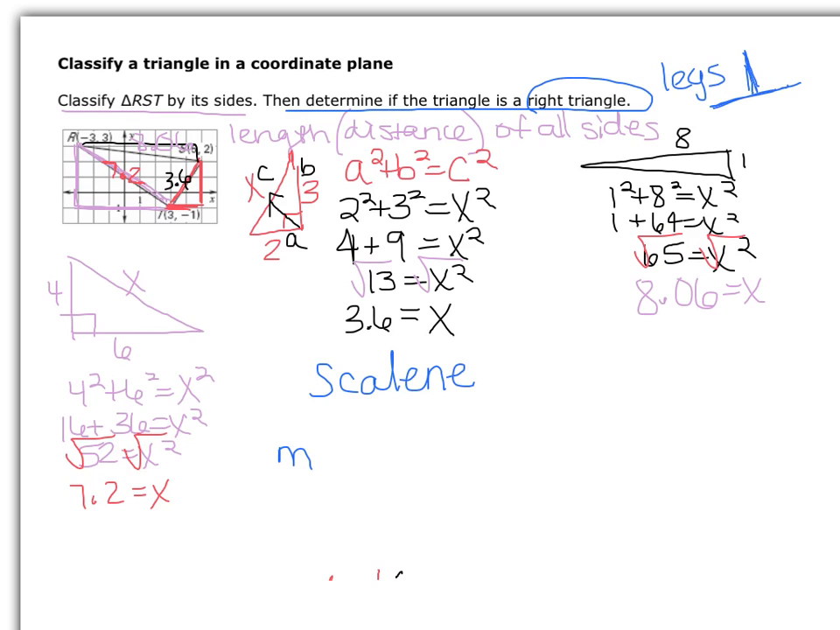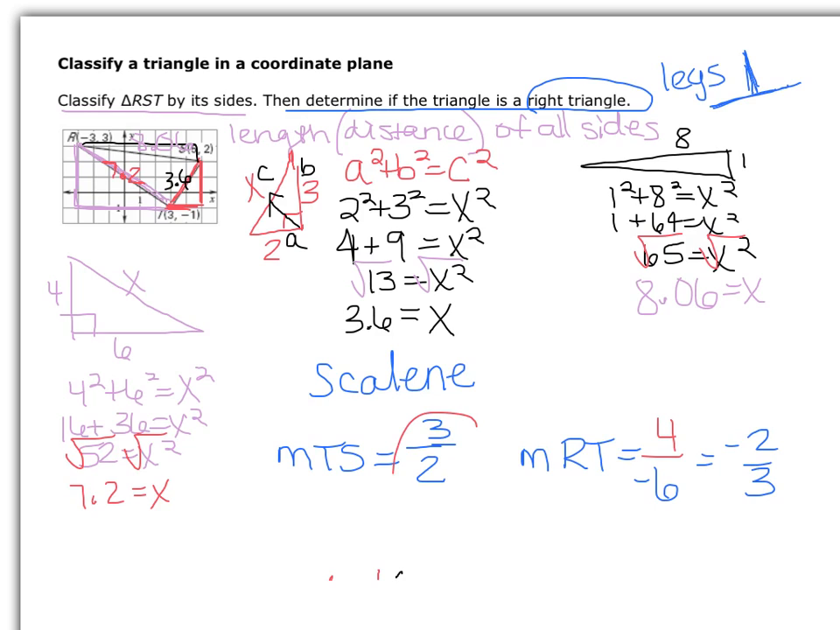So we'll say the slope of TS, and I'm just going to count rise over run. From T to S, I'm going to go up 1, 2, 3. So I rose 3, and I went over 2. Up 3 over 2. Now we need the slope of RT. Again, I'm just going to count rise over run. So here, up 1, 2, 3, 4. So I went up 4. And then I went 1, 2, 3, 4, 5, 6 back. So backward 6. This reduces to a negative 2/3.